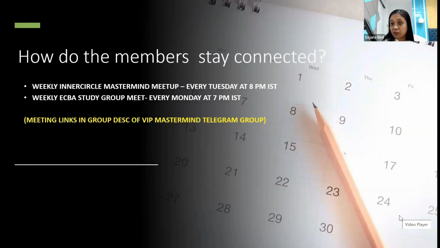Okay, so I spoke to you about Business Analysis Hub, our community. How do we members stay connected? These are the different weekly calls that we have on a regular basis. The first, Inner Circle Mastermind meetup, happens every Tuesday at 8 p.m. If there are any changes to the time or things like that, it is posted in the Telegram group. So keep watching the messages coming in the Telegram group.